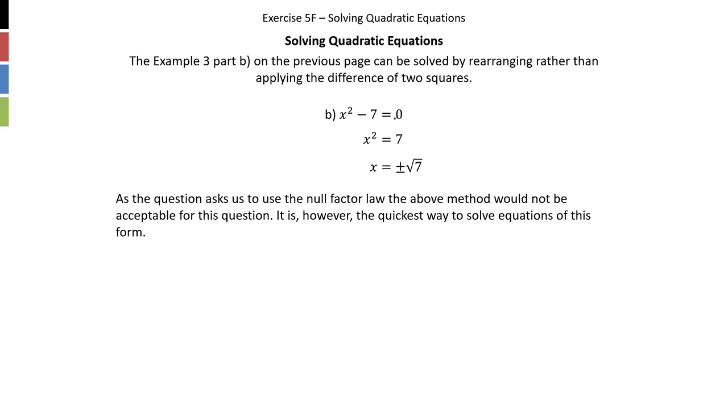x squared minus 7 equals 0. We can let it equal x squared equals 7. Therefore, x equals plus or minus the square root of 7, because we take the square root of both sides, and it's going to have a plus or minus solution. As it says here, though, the question asks us to use the null factor law, and to use the null factor law, we have to factorize. So you have to do what the question asks. You've got to be really careful with reading the questions.